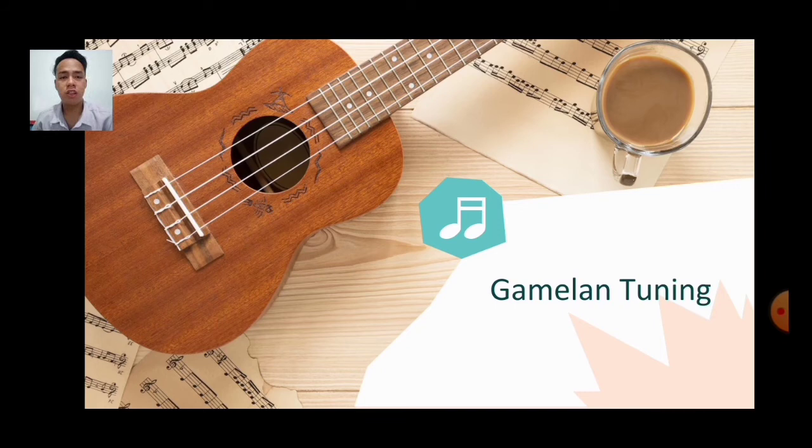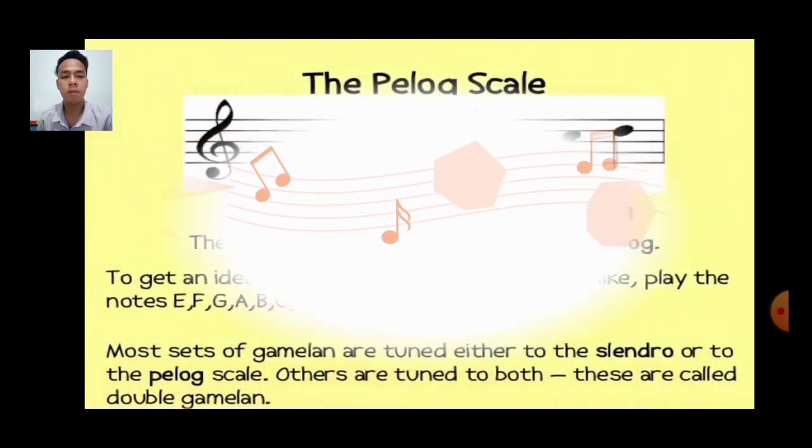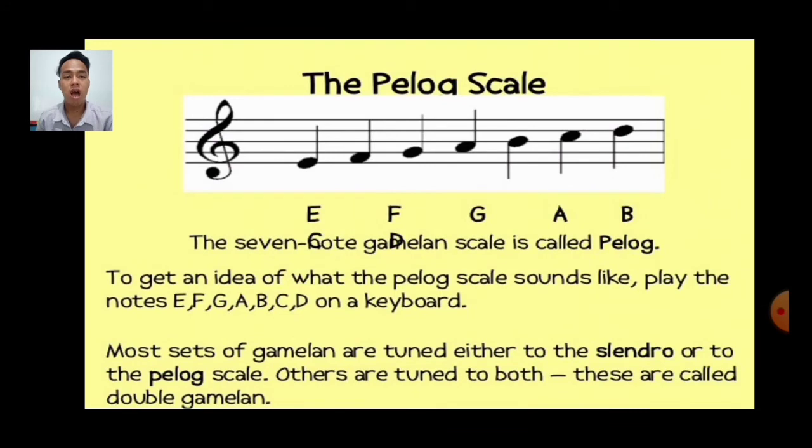Now let's consider the gamelan tuning. Okay, so we have 2 gamelan tunings. First is what we call the Pelog scale. Okay, the Pelog scale has 7 notes or 7 pitches. To get an idea of what the Pelog scale sounds like, play the notes E, F, G, A, B, C, D on a keyboard. Most sets of gamelan are tuned either to the Slendro or to the Pelog scale.